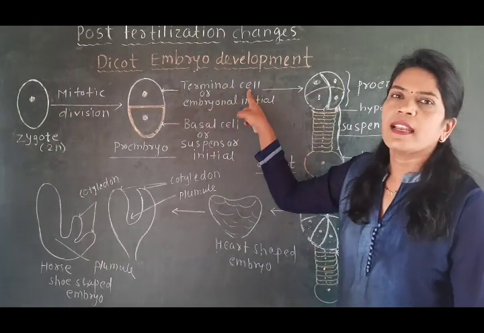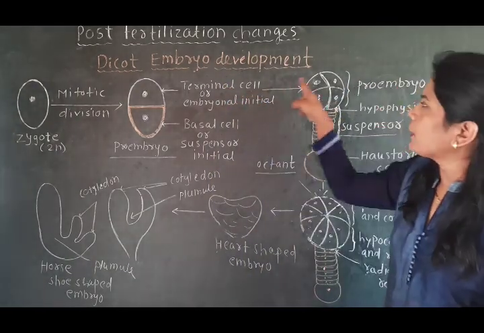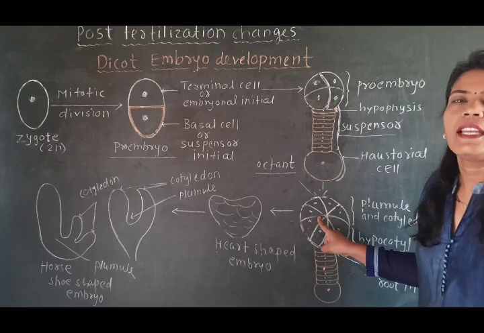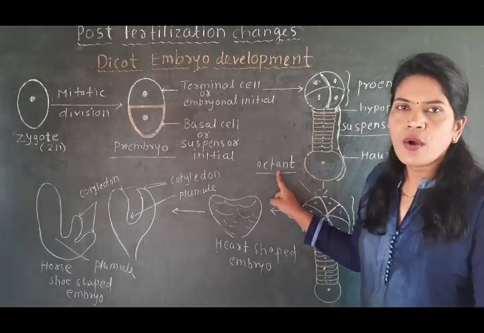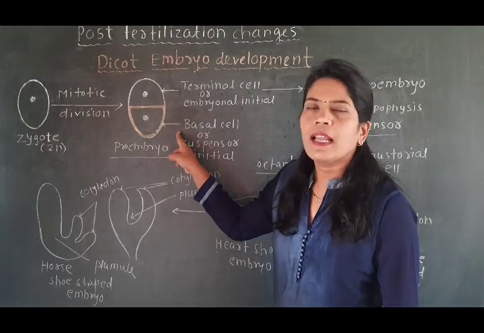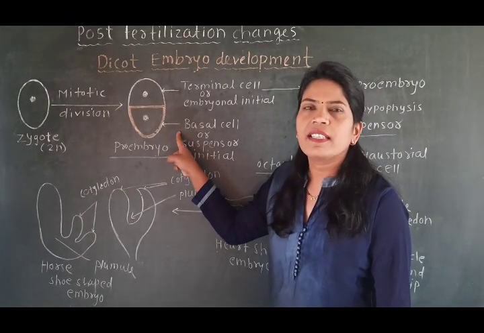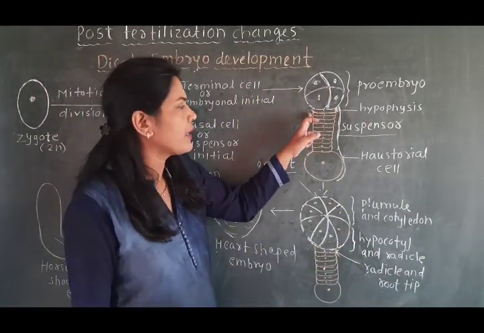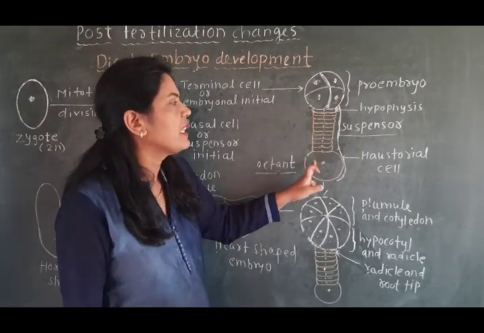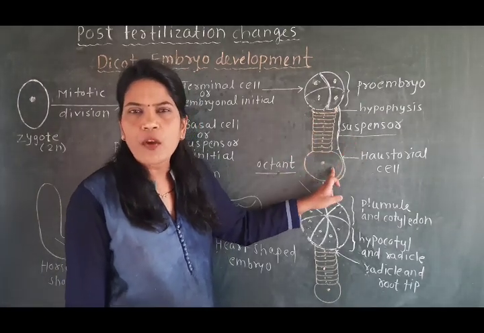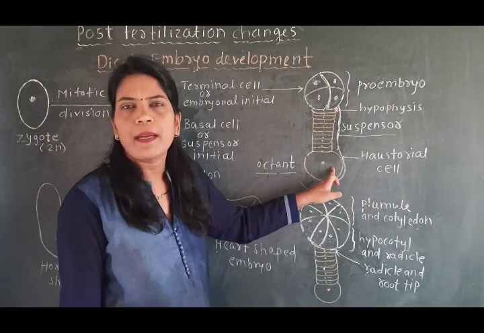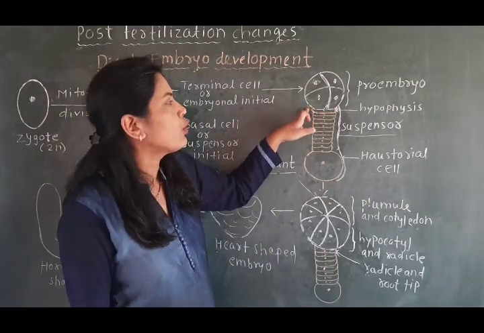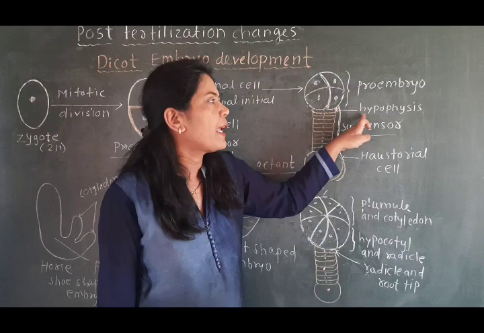Then this terminal cell undergoes 3 mitotic divisions. Two mitotic divisions form the 4-cell stage, and the 3rd mitotic division forms the 8-cell stage, which we label as the octant. The basal cell undergoes further divisions at right angles to each other and forms a 6 to 10 celled filamentous structure, called the suspensor. The last cell of the suspensor toward the micropylar end becomes larger and is called the haustorial cell. The cell of the suspensor close to the proembryo is called the hypophysis.